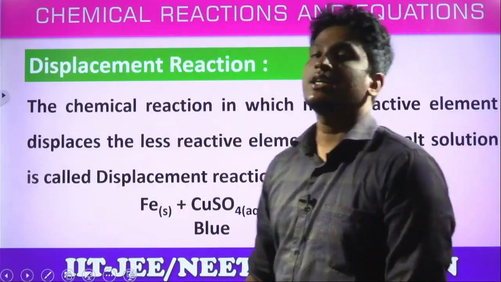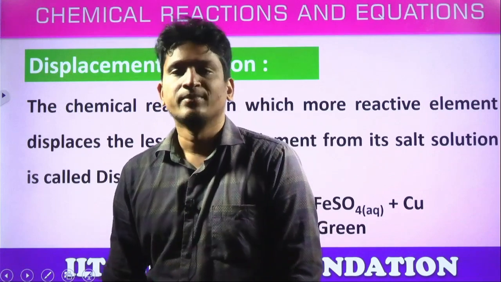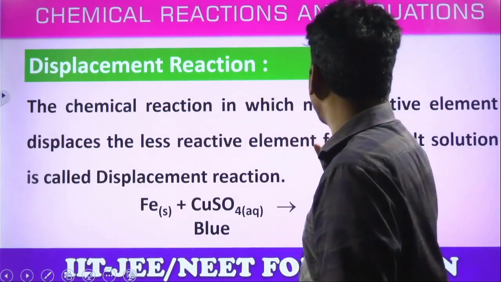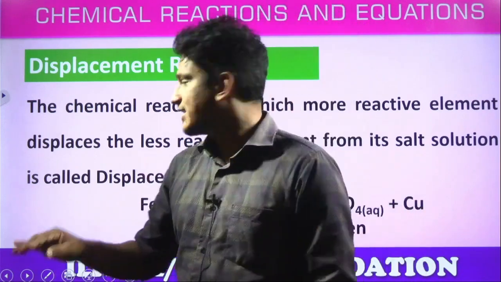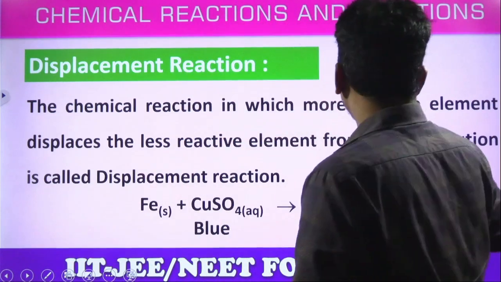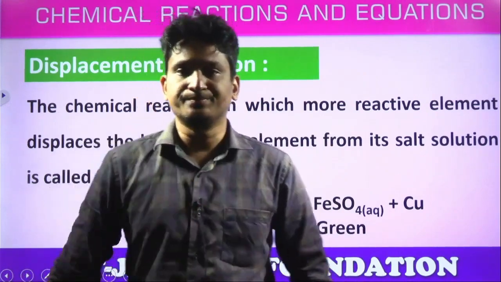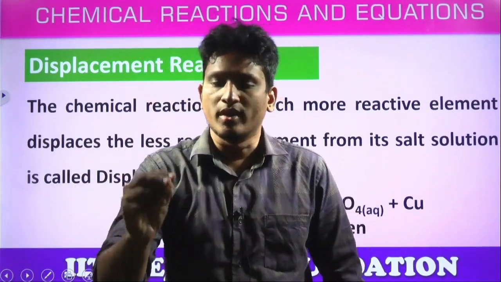Next, the third type of chemical reactions is called a displacement reaction. Simple. A chemical reaction in which a more reactive element displaces the less reactive element from its salt solution is called a displacement reaction. For example, you are in a class.